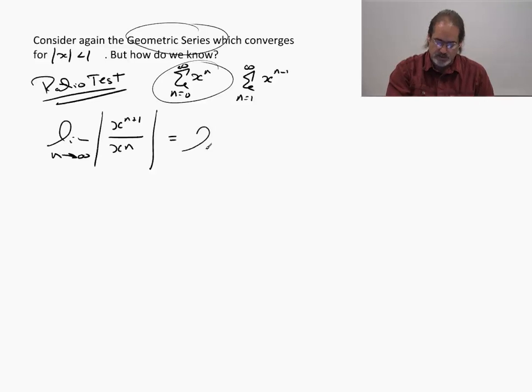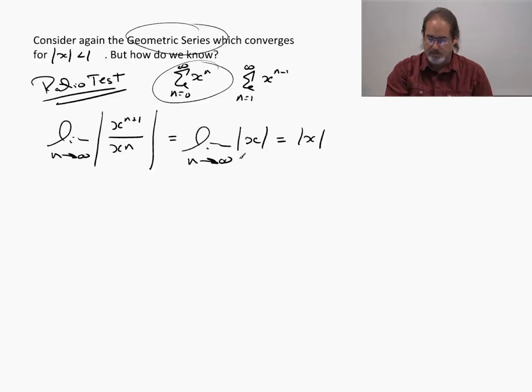That is equal to the limit as n goes to infinity. If I simply do the algebra and reduce this, I get the absolute value of x, which is equal to the absolute value of x. There are no n's involved in this term. And in order to converge, we know from the ratio test, this must be less than 1. So that's how we know that it will actually converge.